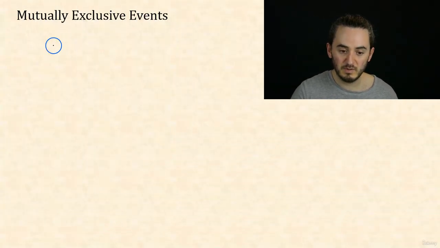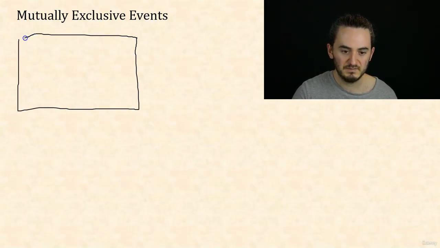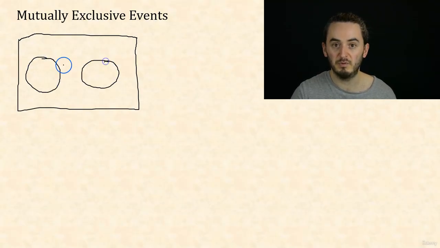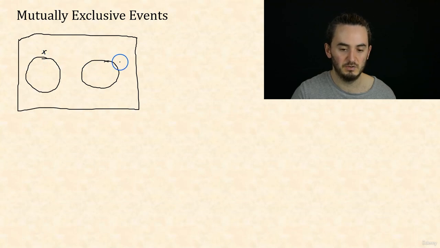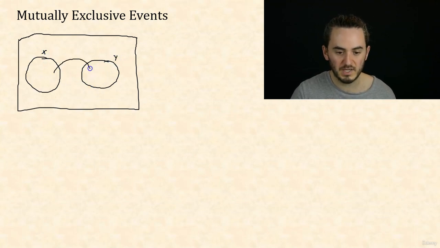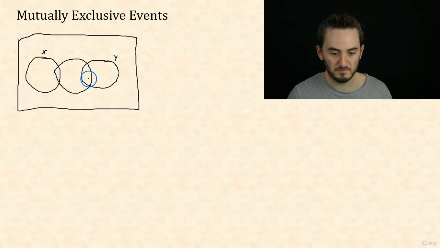Now we can represent these graphically as follows. If you have a Venn diagram, if events X and Y are mutually exclusive, it means there's no intersection. So it means your two bubbles do not intersect at all, X and Y. Now there might be some other event which does intersect both of them. That's fine. It's just that they don't intersect each other.